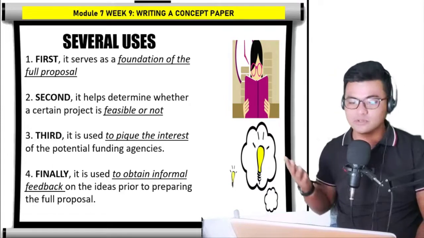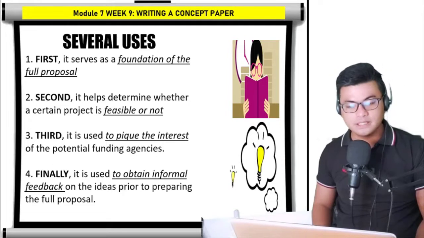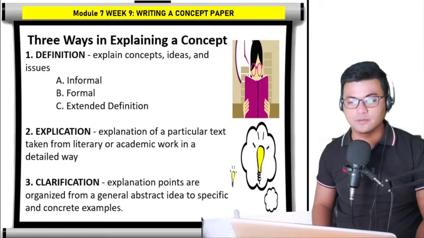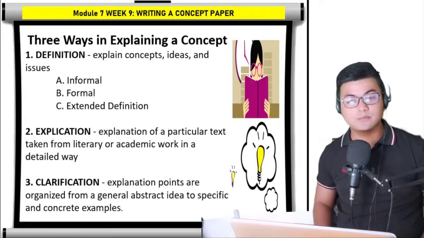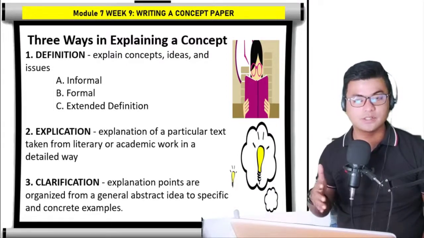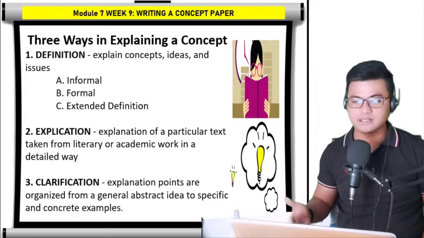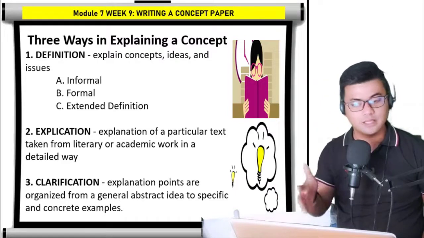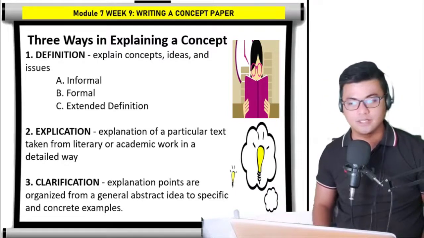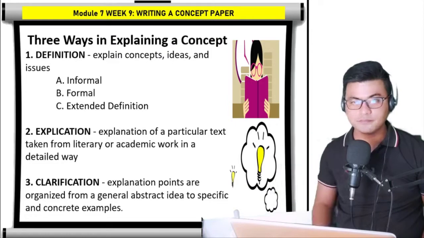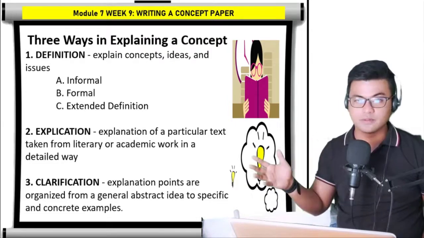And finally, it is used to obtain informal feedback on the ideas prior to preparing the full proposal. So there are 3 ways of explaining a concept. Number 1 is definition. Explain the concepts, ideas, and issues. So formally, an extended definition through words, meaning of the words.